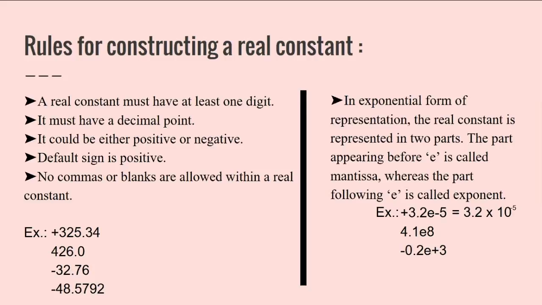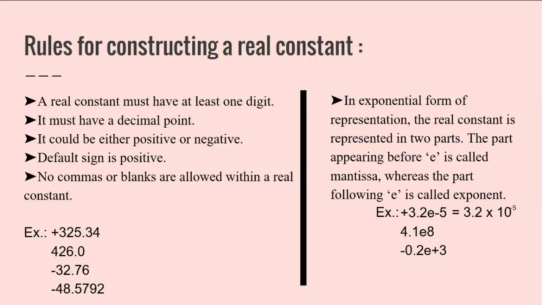Simple. If you consider the analogy with the mathematics we use, it is the same. And again, the real constant can be positive or negative. The default sign is positive, that is, if no sign is given, the compiler will assume it to be positive. And the same rule applies here also. No commas or blanks are allowed within a real constant. So these are some examples of real constants. Plus 325.34, this is 426. It is positive because by default it is assumed to be positive since no sign is there.